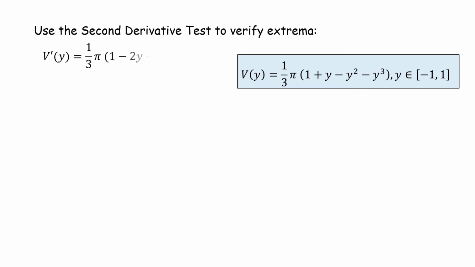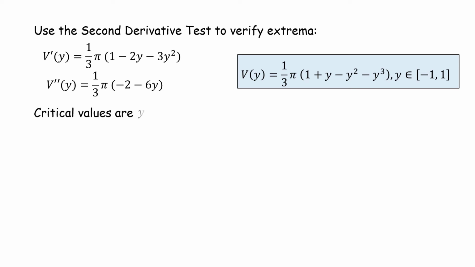Remember, the first derivative is 1/3 pi times the quantity 1 minus 2y minus 3y squared. To use the second derivative test, you need the second derivative, so we will differentiate the first derivative. This will give us V double prime of y equals 1/3 pi times the quantity: the derivative of 1 is 0, the derivative of negative 2y is just -2, and the derivative of negative 3y squared is minus 6y. If you'll recall, the critical values were y equals -1 and y equals 1/3.